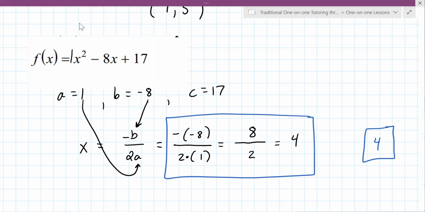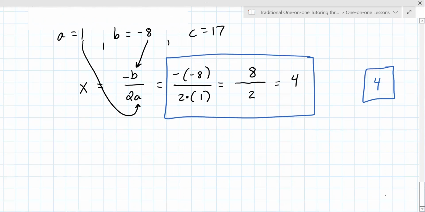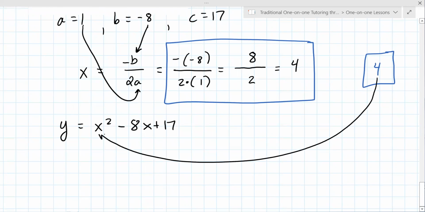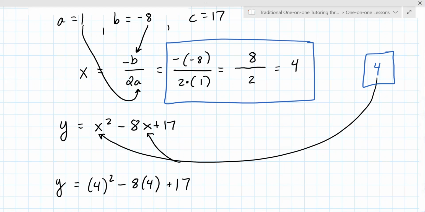Now we found the x coordinate of the vertex. We now need to find the y coordinate of the vertex. The y coordinate is found by taking the value of x, the number you just found, and plugging it in for x. We plug in 4 for x, and 4 in this other position for x. So that's 4 squared minus 8 times 4 plus 17. Can you simplify this expression? All right, let me try it. Okay.